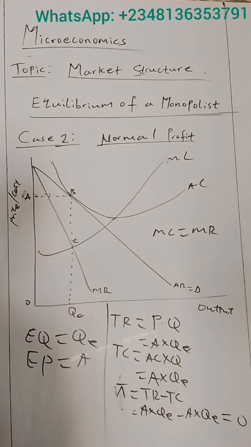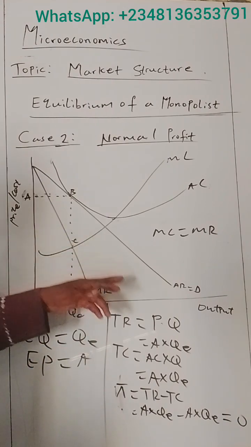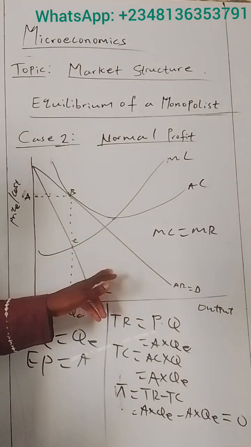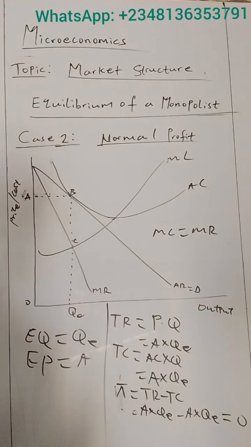The peculiarity of this monopoly is that if you look at the demand curve and the marginal revenue curve, they are downward sloping, unlike what you have in a perfect market. So in the next video, we will be illustrating the case where the monopolist is making a loss.